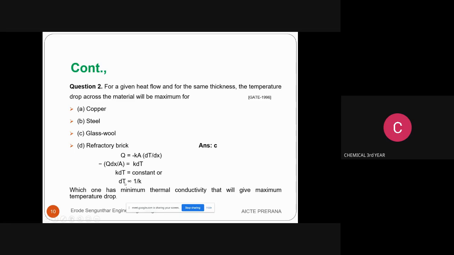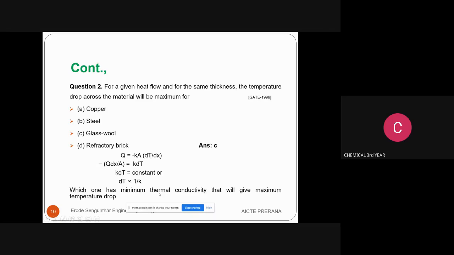So we can say, and we all know, that the temperature difference is inversely proportional to the thermal conductivity, right? The same thing we derive here also. dT is directly proportional to 1 divided by k, or otherwise dT is equal to constant divided by k. If we remove the constant, definitely dT is directly proportional to 1 by k. This is what I have mentioned here also.